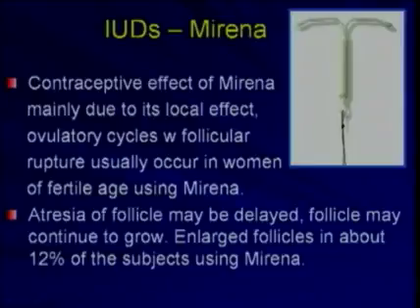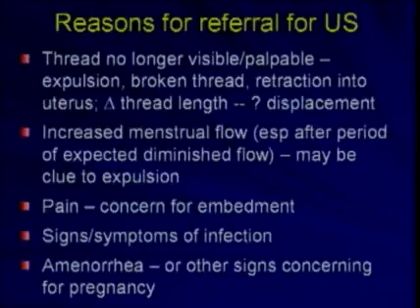The other thing to note about this IUD is that the atresia of the follicle may be delayed because of the progesterone, and the follicle may continue to grow, so that enlarged follicles have been found in approximately 12% of women using the Mirena. What are the reasons for referral for ultrasound in women with IUDs?